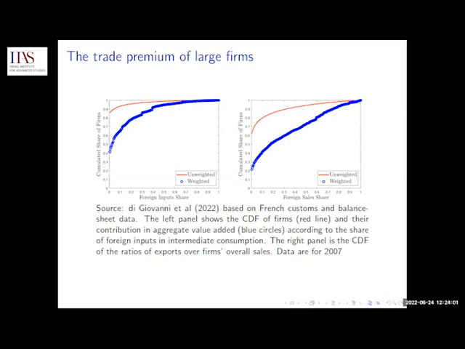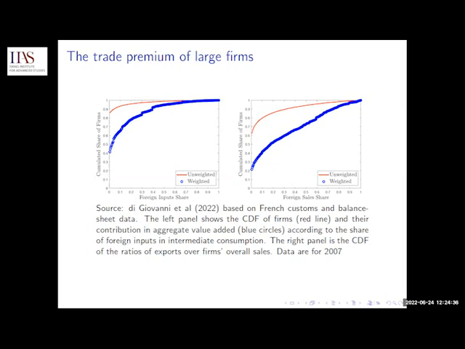And on this graph, you see 2 lines. The red line is a cumulative distribution that gives the same weight to all firms in the economy. So it's an unweighted cumulative distribution. And the blue line is doing the same thing, but weighting firms by their value added, by their size. So what is useful in using this type of representation is that you get a lot of information regarding the heterogeneity across firms. So let's start with the left-hand side panel and the red line.